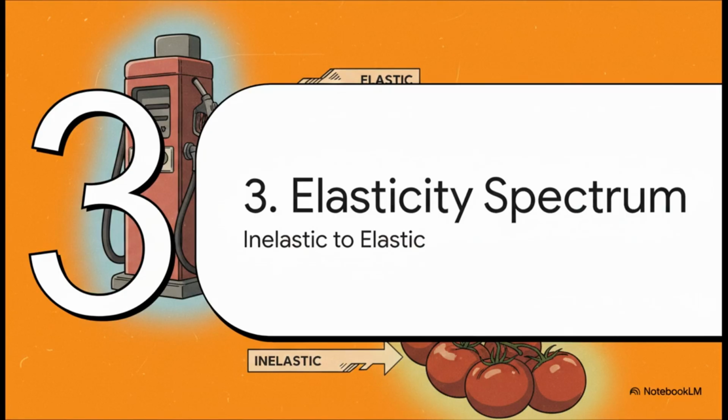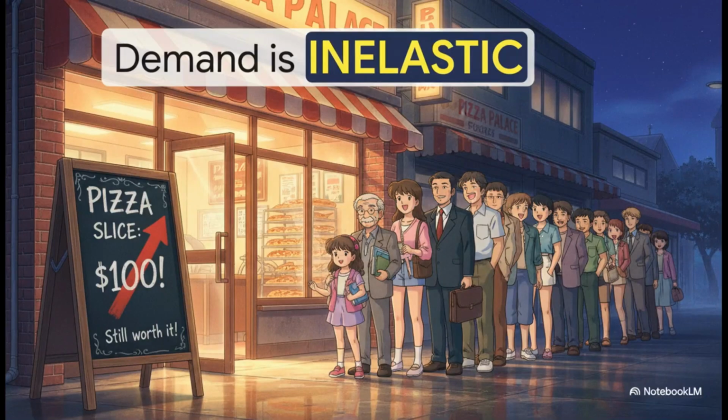All right, part 3, the elasticity spectrum. So, we've got this number from our little calculation, but what does it actually tell us? Well, it places our reaction somewhere on a spectrum, from totally unbothered to extremely sensitive. And to make this super clear, let's talk about something we all know and love. Pizza. All right, let's look at pizza.